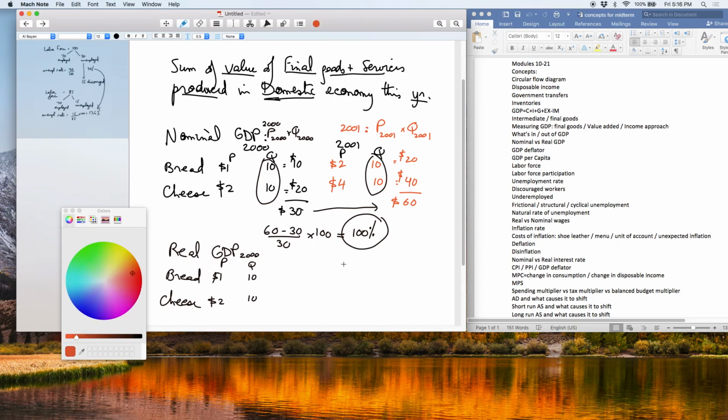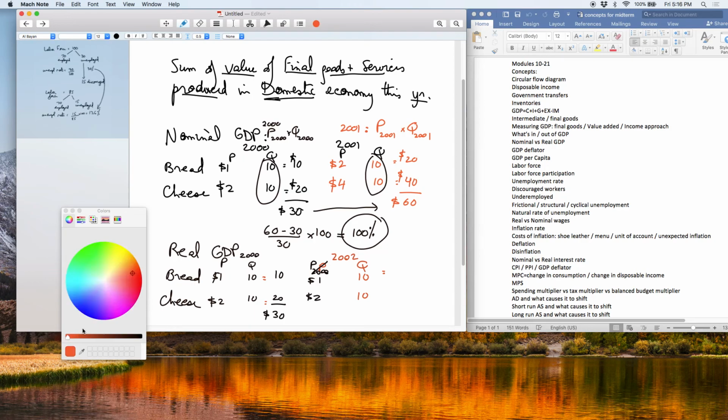And in the year 2002, I'm not going to use the price from 2002. I'm going to use the price from 2000. So I'm going to hold the price constant. So price is $1, $2, and the quantity is 10 and 10. So guess what? In the base year, what's the real GDP? You got 10 and 20, so you got $30 worth of real GDP, which is the same as the nominal, because whenever you're in the base year, nominal and real are the same.